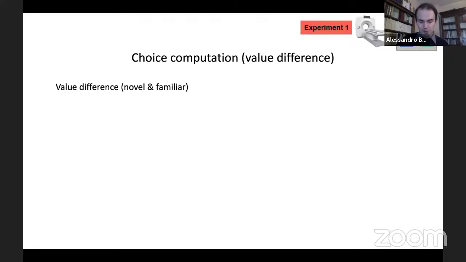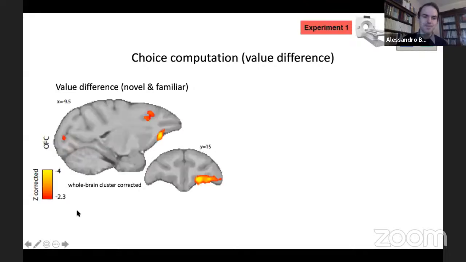First, we put all the choices together, familiar and novel, and we use this regressor that is the chosen value minus the unchosen value. So we see whether the neural activity is modulated trial by trial by the difference of the two options, which is the amount of value that we believe should drive the comparison, of course, because the task is to compare the two. And you can see that, quite unsurprisingly, orbitofrontal cortex, which is the area where we know that neurons code value, has an activity for the difference between the two options.